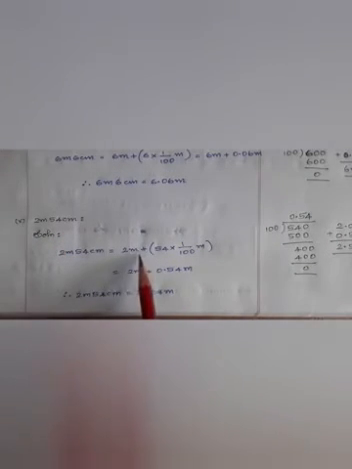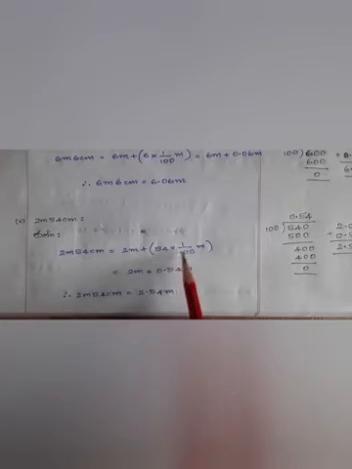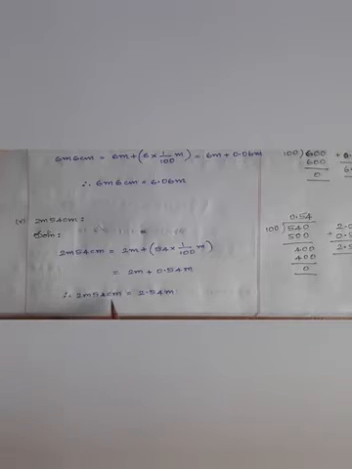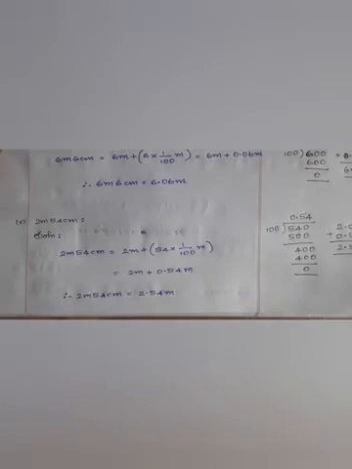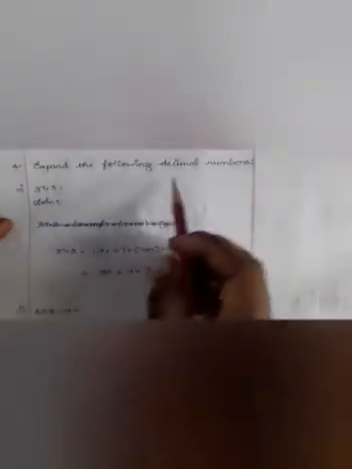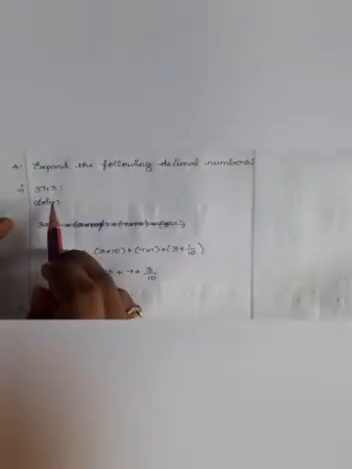2 meter 54 centimeter, 2 meter plus 54 into 1 by 100 meter. So 2 meter plus 0.54 meter. Therefore 2 meter 54 centimeter is equal to 2.54 meter. Clear? Yes. Next, expand the following decimal numbers.